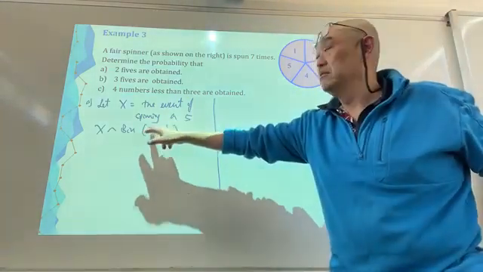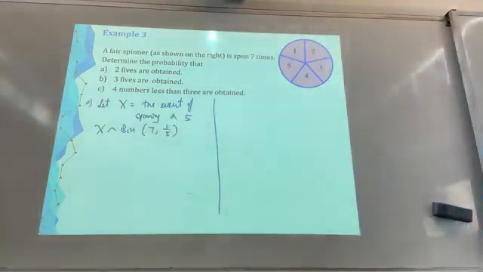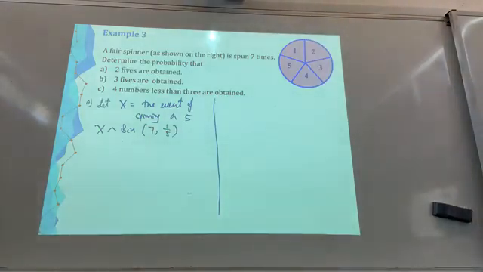7 trials. Can you get a 10? And the probability of success is 1 over 5, just what it was on the board.